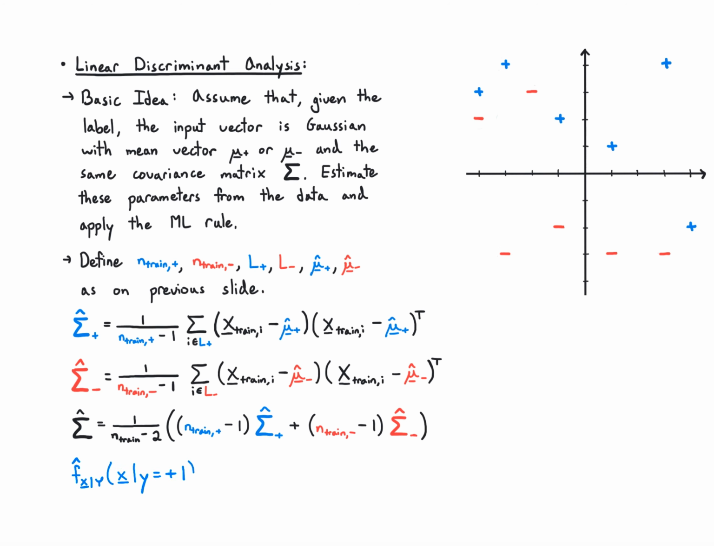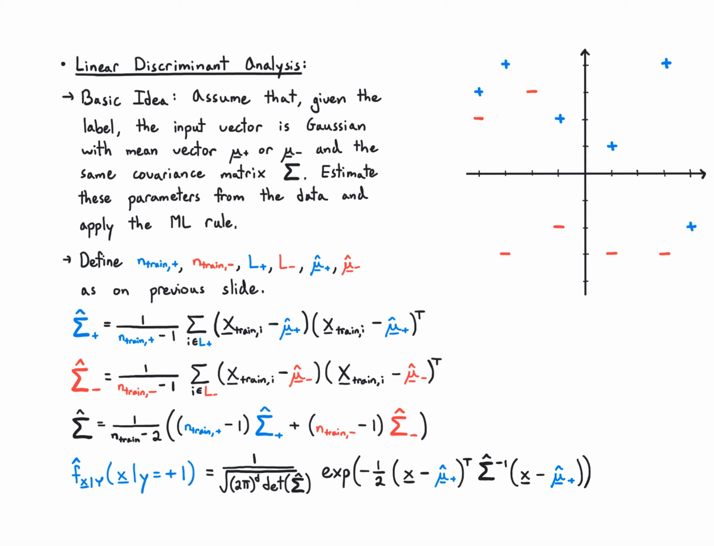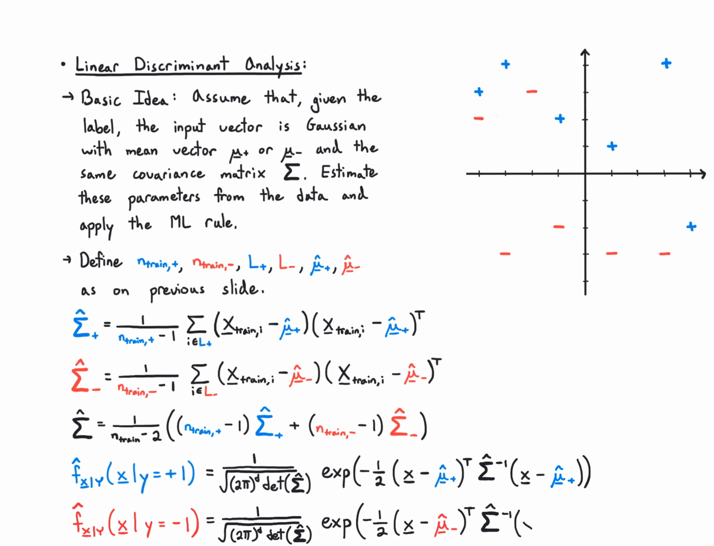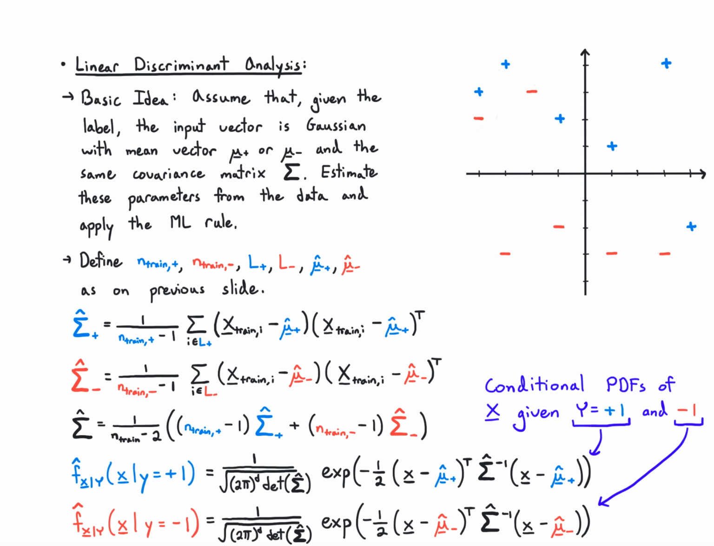So then I have this conditional PDF under +1, which is a Gaussian vector. So this is its PDF: x minus its mean, transpose, sigma inverse, x minus its mean. And the same thing for the negative examples. The only difference is I replace the positive mean with the negative mean. Okay, so this is basically the estimate I form of the conditional PDFs, right? And now that we have the estimate of the conditional PDFs, I'm in a position to use the ML rule. So that's what I'm going to do.